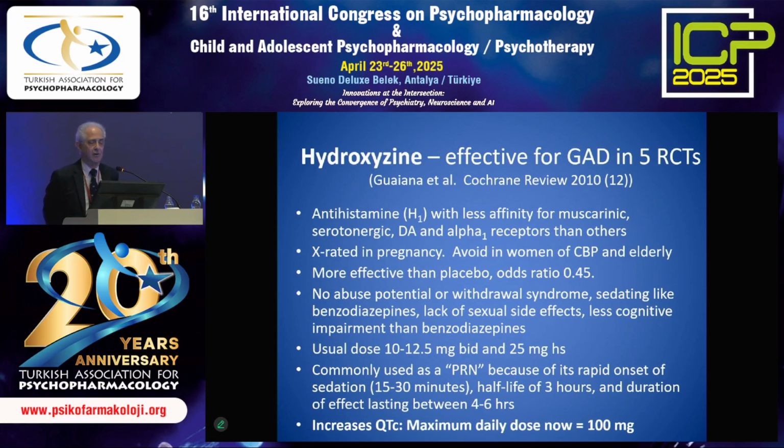Hydroxyzine is the next alternative to discuss. It's had 5 randomized controlled trials in GAD, reviewed in a Cochrane review some years back. So what is it? It's an antihistamine with less affinity for muscarinic, serotonergic, and dopamine receptors than some others. Now, it's X-rated in pregnancy, though, so this absolutely should be avoided in women who could have the potential to become pregnant, and in the elderly, as I mentioned earlier.